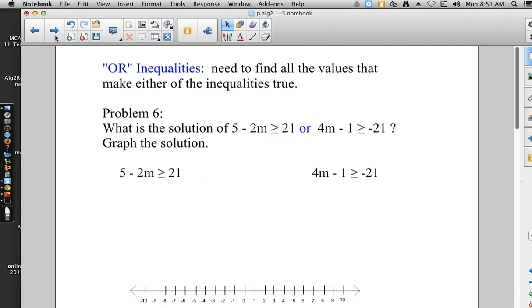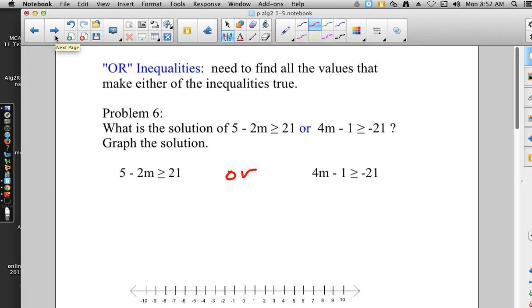Or inequalities. Now this is different because this is one or the other, not both. So for or inequalities, you need to find all the values that make either of the inequalities true. So either one or the other. And in problem 6 it says, what is the solution of 5 minus 2m is greater than or equal to 21, or 4m minus 1 is greater than or equal to negative 21? Now, or statements, we don't collapse. You can't collapse an or statement. It's one or the other.